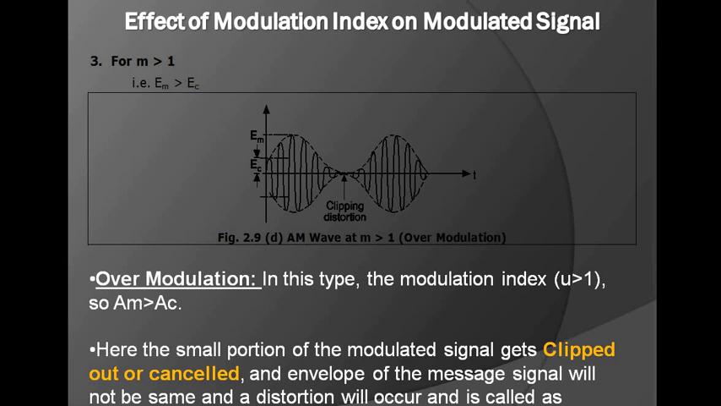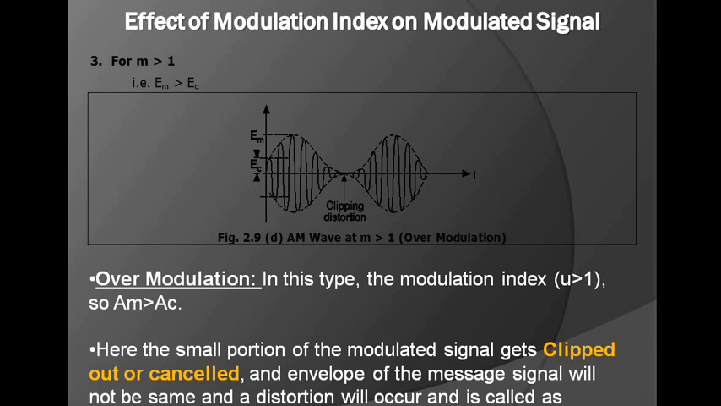In over modulation, the modulation index is greater than unity, or greater than 1. Here the amplitude of your message signal will be greater than the amplitude of the carrier signal. As the amplitude of this signal rises, what happens? It overcomes the zero amplitude axis. So due to this, a small portion of the envelope of the modulated signal will be clipped.